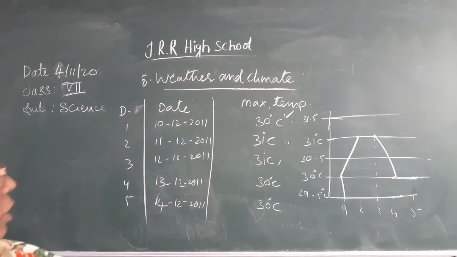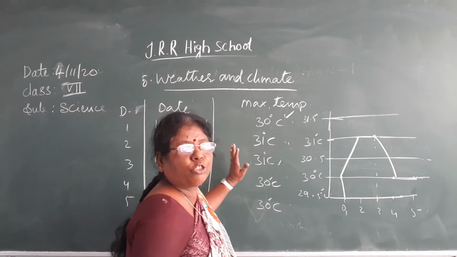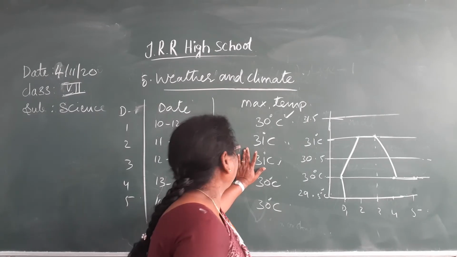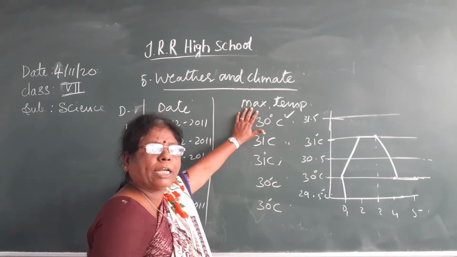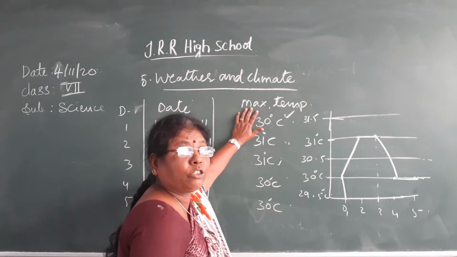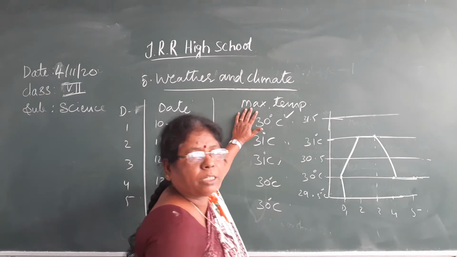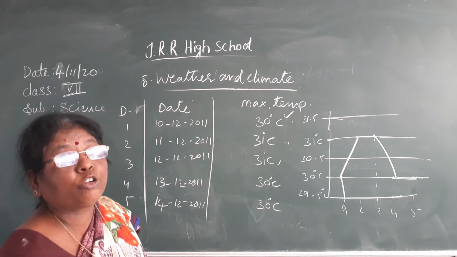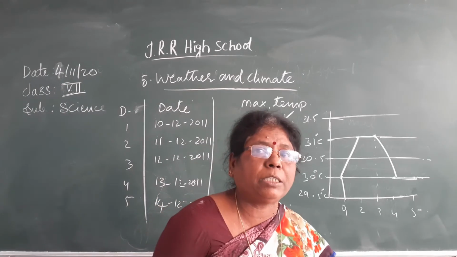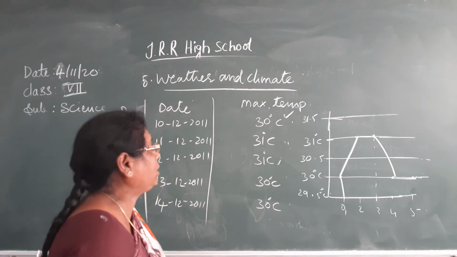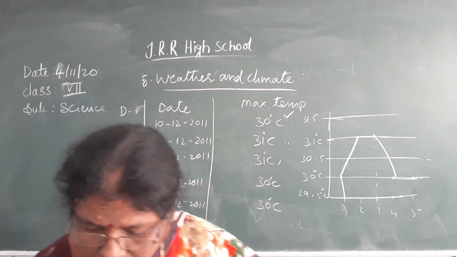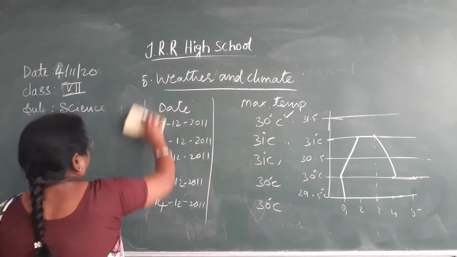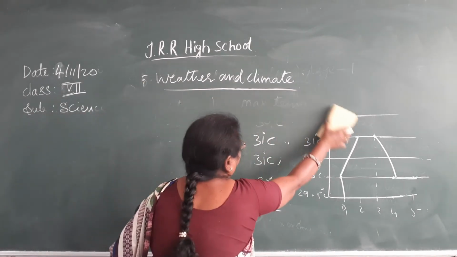You can take the temperature of 5 consecutive days from the newspaper or from the news channel and draw. Like this you can take even the minimum temperature. You can take even the humidity also. What is humidity? Amount of water vapor present in air is called humidity. What is the instrument used to measure the humidity? Hygrometer is used to measure the humidity. Like this you can plot the graph by using temperatures of 5 days. Okay, fine.